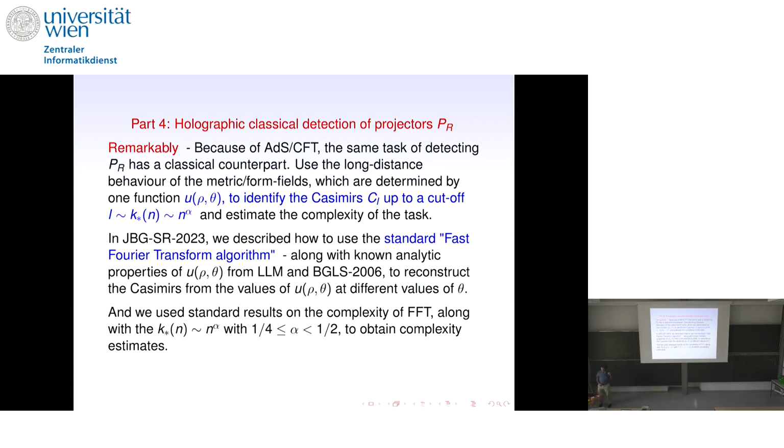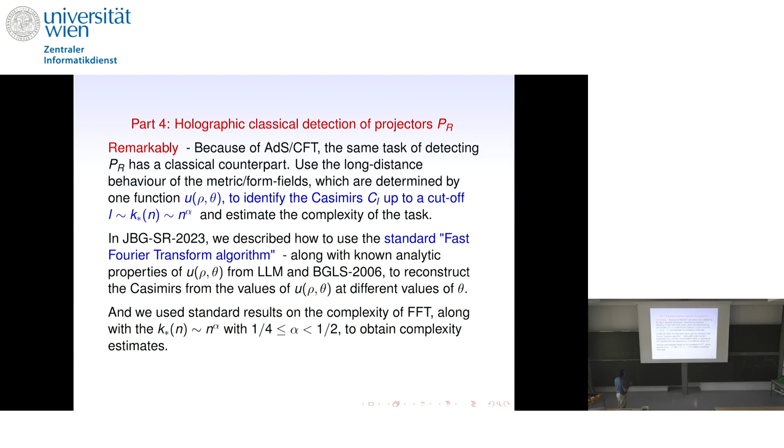And so remarkably, because of AdS/CFT, the same problem of identifying the Young diagram is a problem of identifying which LLM geometry you're given. And BGLS 2006 have told us that if you look at this function u of rho and theta, which determines the geometry, you can identify Casimirs. And we know for fixed n, you need Casimirs up to a cutoff k star of n equals n to the alpha.